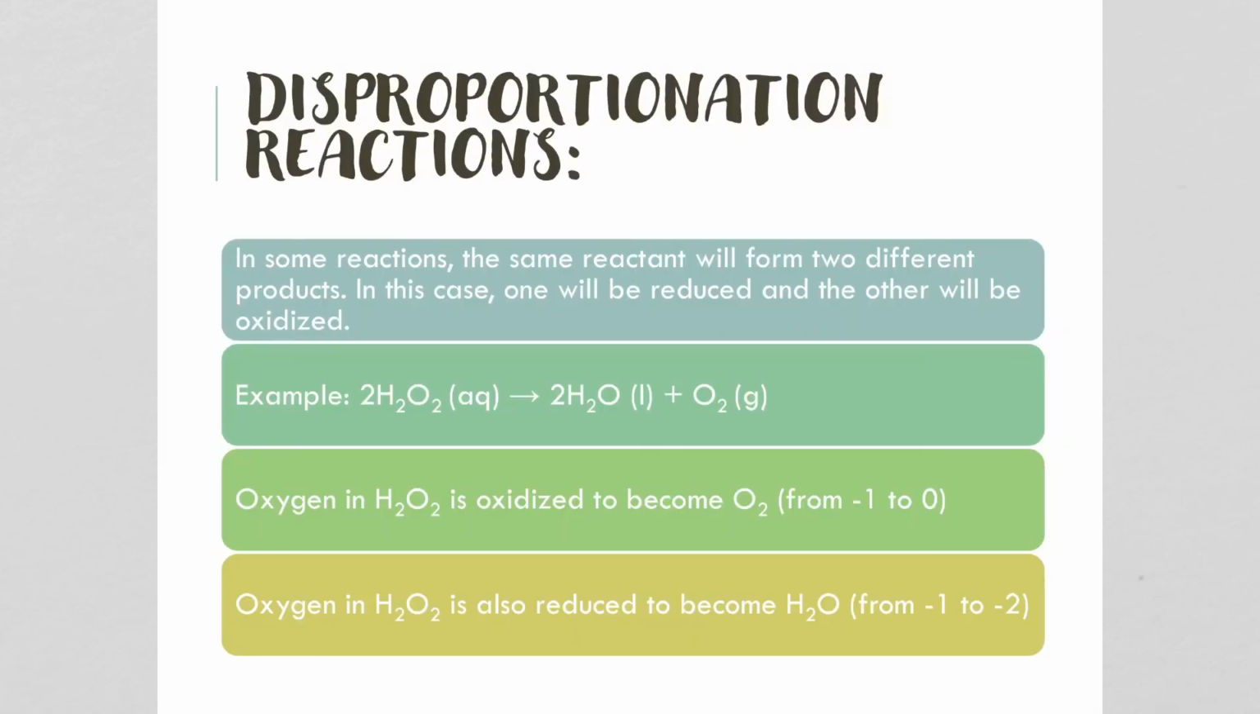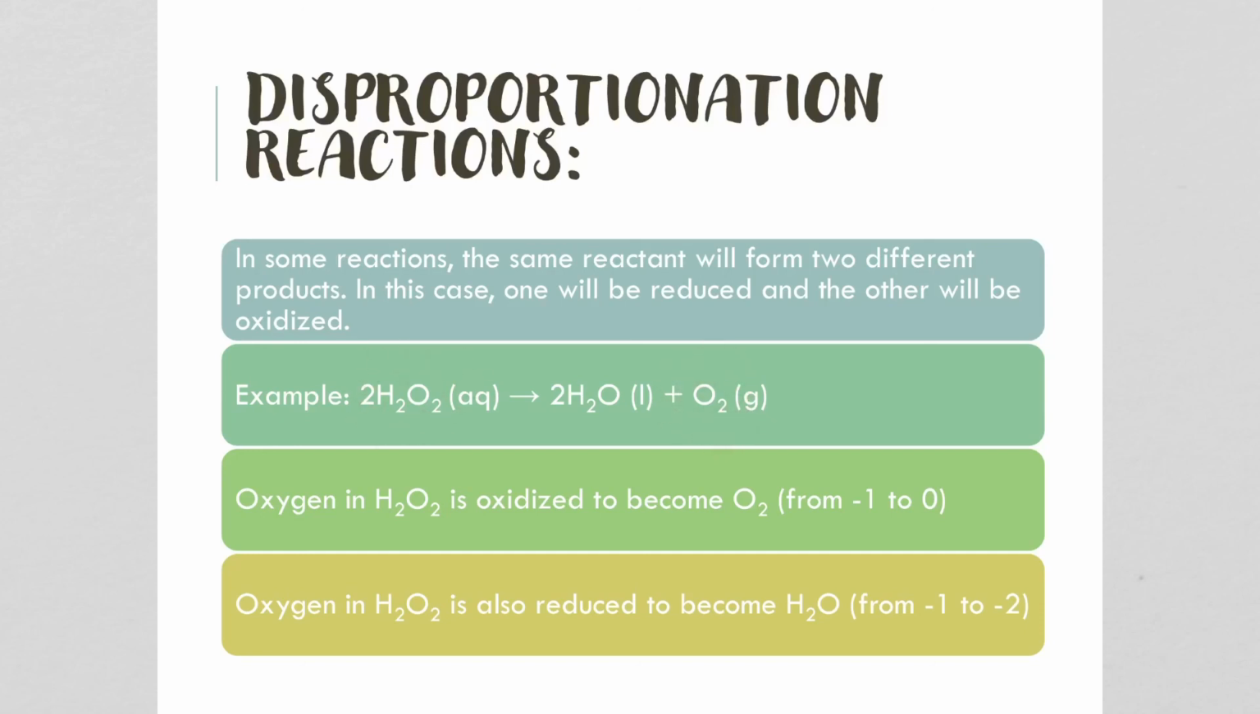Now, sometimes we have something known as disproportionation reactions. So in some reactions, the same reactant will form 2 different products, for instance, in a decomposition reaction. So in this case, one of the reactants will be reduced and the other one will be oxidized. So the example we're going to use is actually the decomposition of hydrogen peroxide. So H2O2 breaks apart into 2 H2O plus oxygen. And if you take a look, the oxygen in H2O2 is being oxidized to become O2.